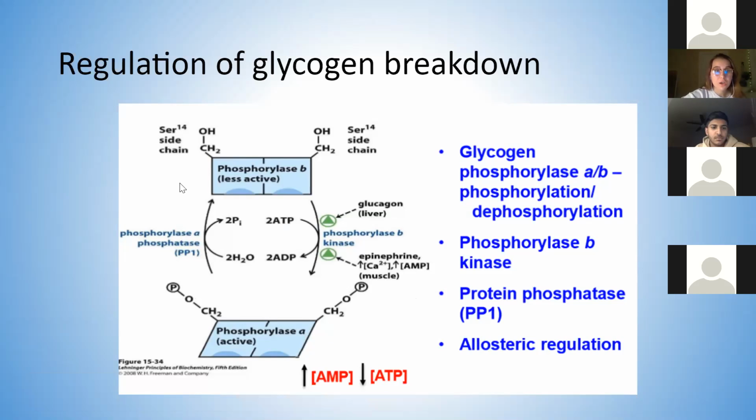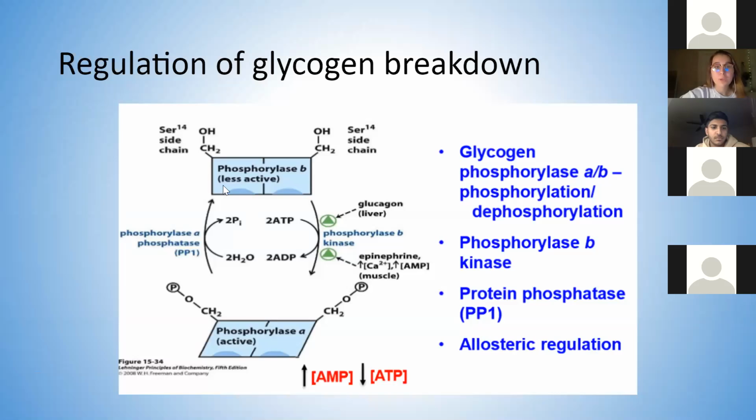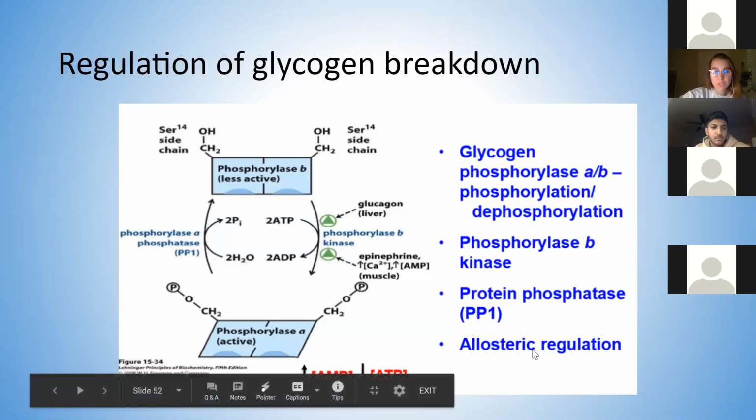And essentially, when we are removing the phosphate groups from the phosphorylase A enzyme, we are therefore inactivating it, essentially turning it into the phosphorylase B form, which is less active. And in doing that, we are downregulating the process of glycogen breakdown. It is also important to note that there is allosteric regulation of this enzyme.